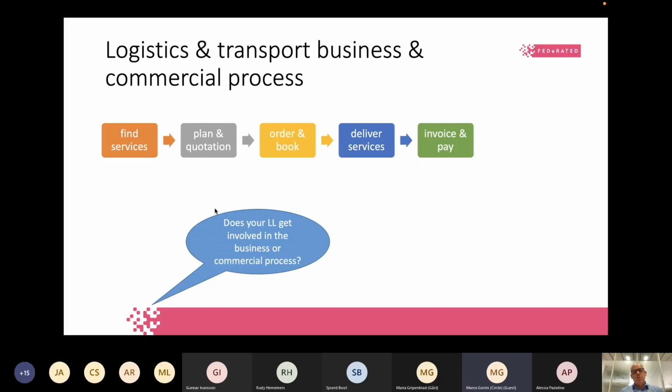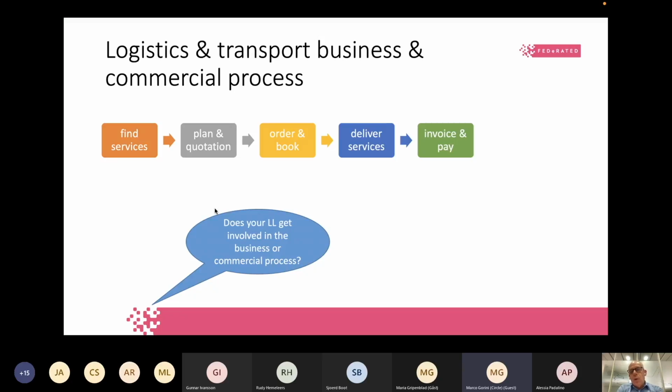You then get into the process of planning and getting quotations for that. Once you're happy with that, there may be some negotiations, some back and forth. You get to the order and the booking part of the process itself. Once all that is done, we get into delivery of services, and then we can complete the commercial process, send an invoice and pay. And I realize that there are many ways of drawing this process, many standard ways even, but this is one way of looking at it.